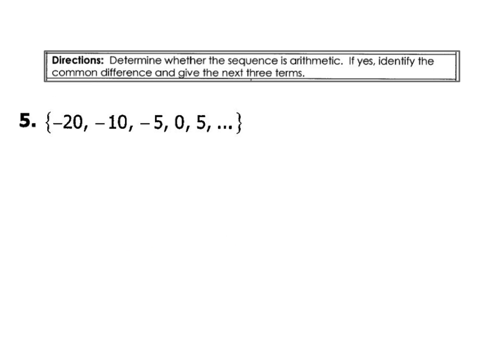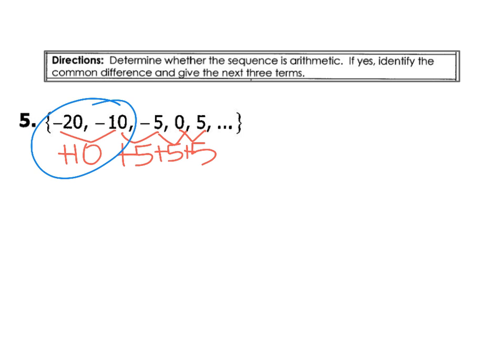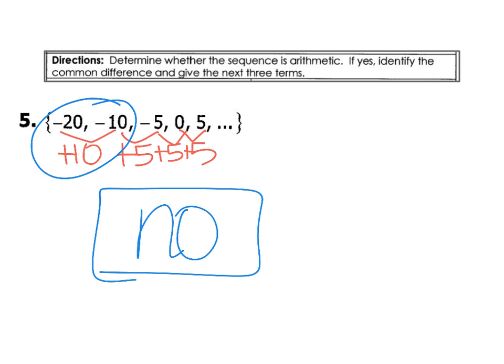All right, number 5. To go from negative 20 to negative 10, we're adding 10. To go from negative 10 to negative 5, we're adding 5. Negative 5 to 0, we're adding 5. And from 0 to 5, we're adding 5. So this first part right here where we're adding 10 ruins it for us. It is not a common difference. We're not adding 5 every time. We have to add the same thing to every term in order for it to be an arithmetic sequence. So no, this is not an arithmetic sequence either.